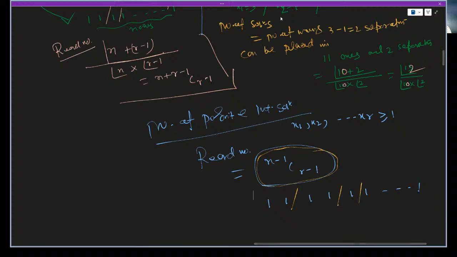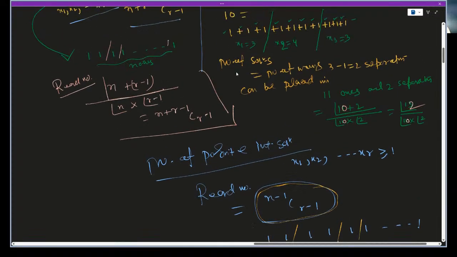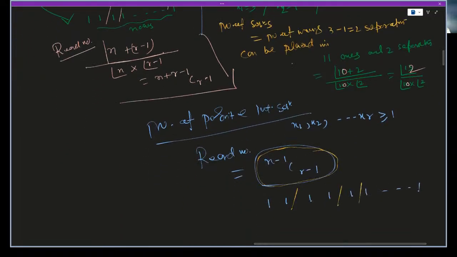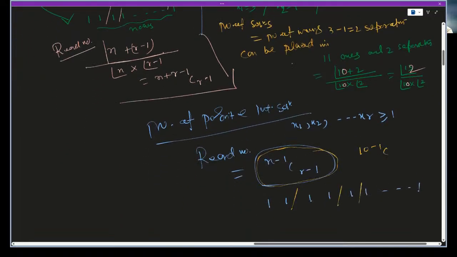Then for the previous question, tell how many positive integral solutions are there. It was x1, x2, x3 equal to 10. So it will be 10 minus 1 C 3 minus 1. That is 9 C2. Please don't forget these two things. The rest you have done in CBSE. NPR meaning you know, NCR meaning you know. And when repetition of objects is there, that also you know.